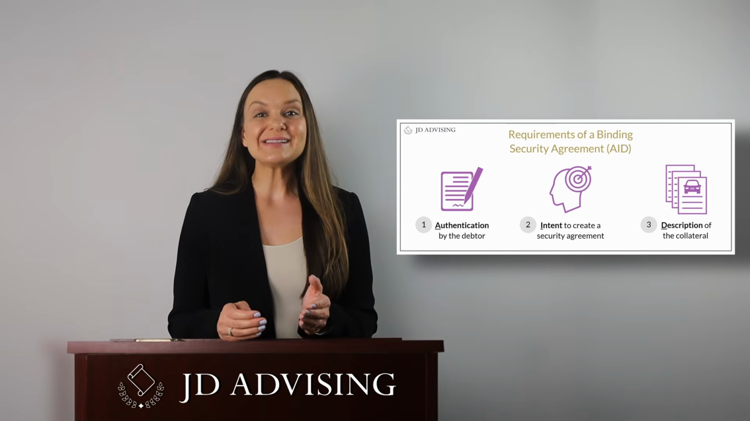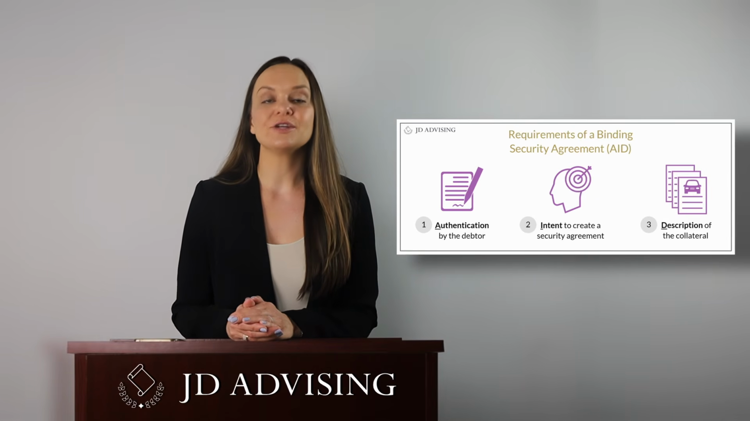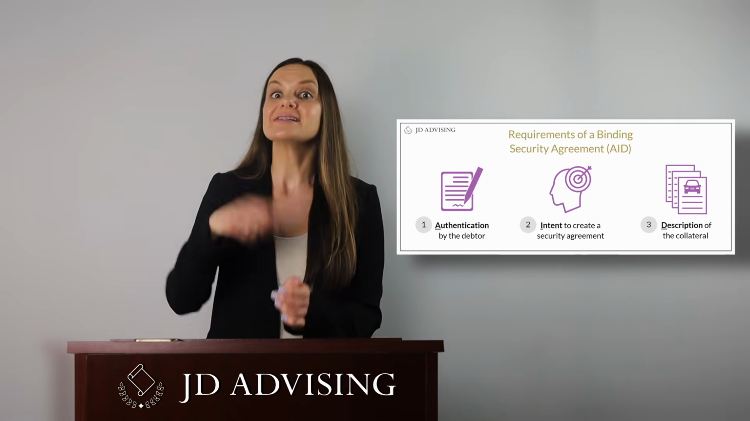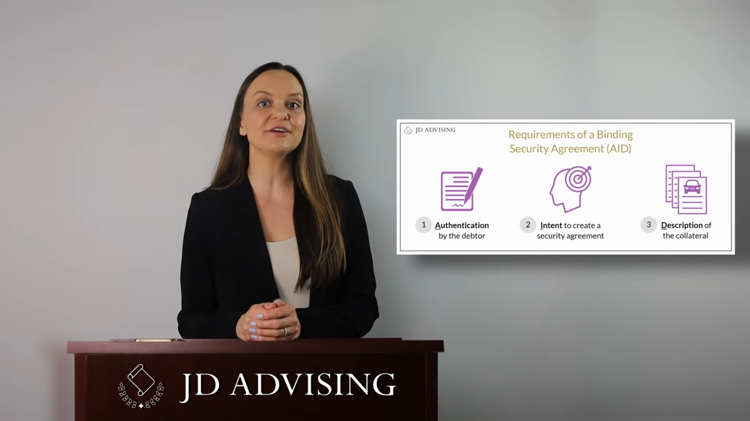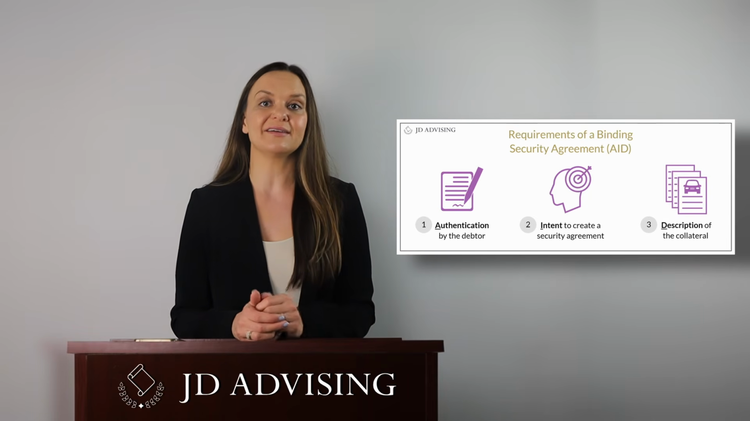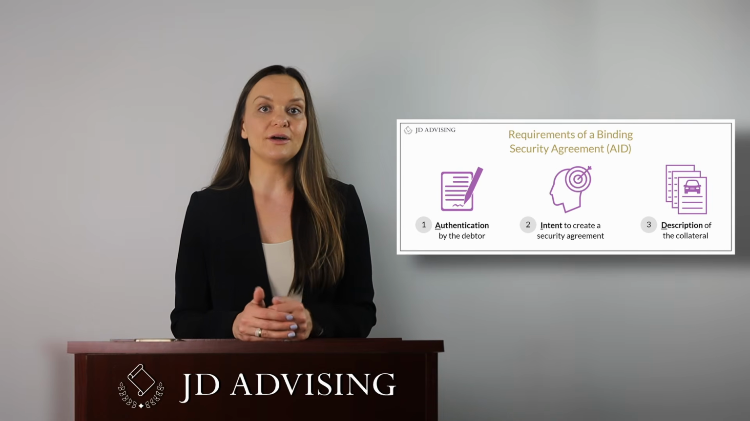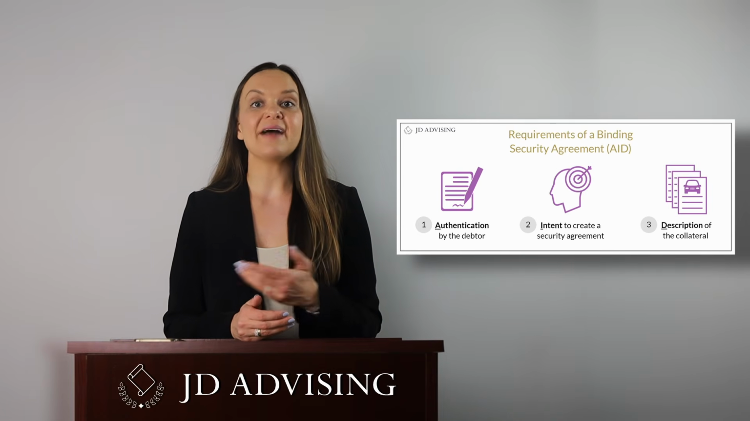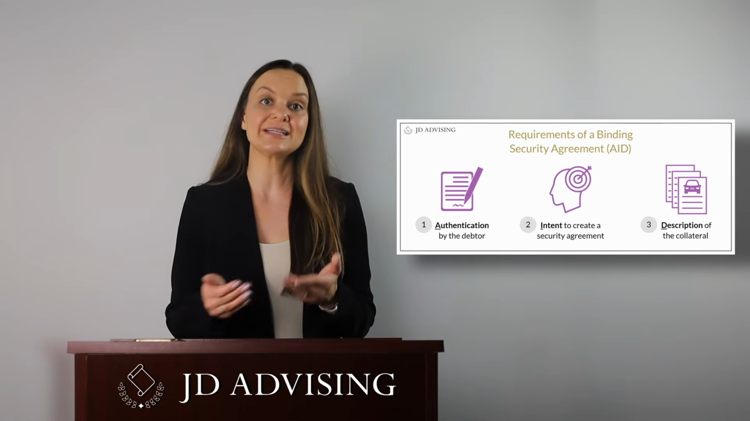That leads us to our next point, the requirement of a binding security agreement. The mnemonic for this is AID, A-I-D. First, we need authentication by the debtor. This means the debtor signs that agreement. Next, we need intent to create a security agreement. The idea behind this requirement is that these agreements are voluntary. Lastly, the agreement has to have a description of the collateral. We should be able to read that agreement and have an idea about the item or the collateral that the secured party has an interest in.